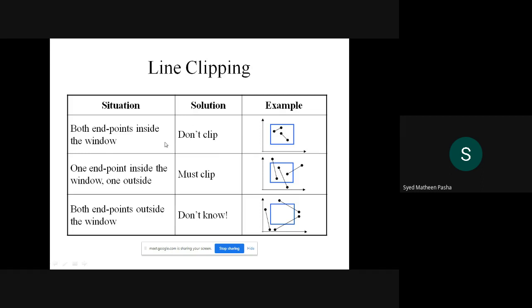You should not clip that particular line, because you are getting all the endpoints as well as the line inside the window. So you cannot clip. You should not clip in that case. In the second case, one endpoint is inside the window and the other one is outside the window. What should you do? You should clip, because either of the points is being displayed inside the window.